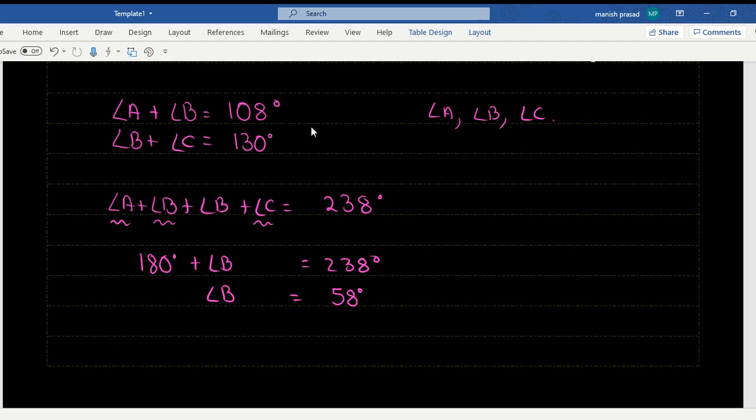Right? Yep. So angle A would be 108 minus 58, that is 50 degrees. And angle C would be 130 minus 58, that would be 72 degrees, right? Easy, yep.